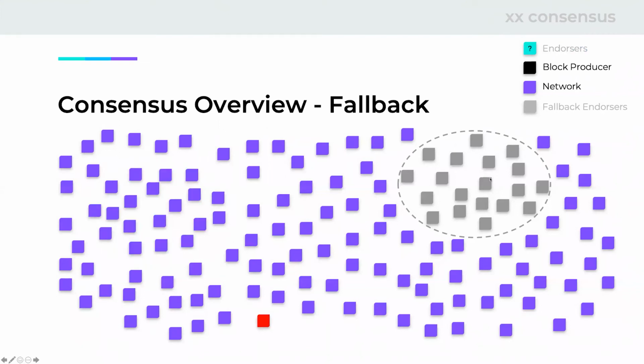Now, what happens if the BP is actually offline? There is no block proposal, so no random reveal, and you can see that no one in the network knows who the endorsers are. And this is when we need a fallback mechanism. This is when the fallback endorsers show up. And they will try to commit an empty block, which keeps the random chain going. So these two overview diagrams cover the bistable operation of XX consensus.